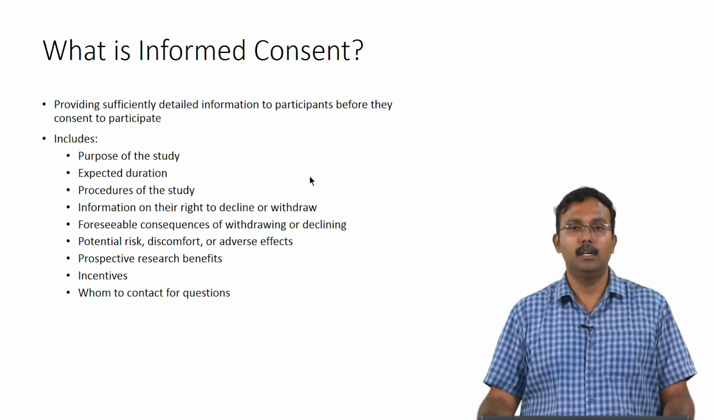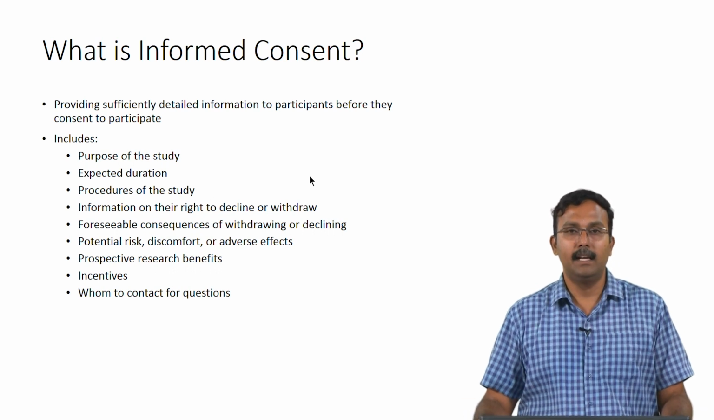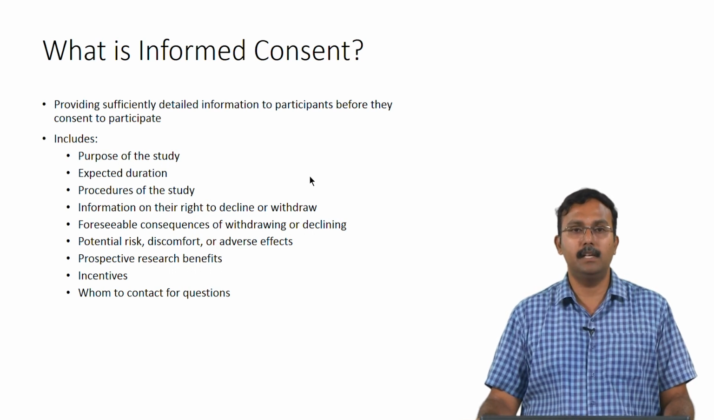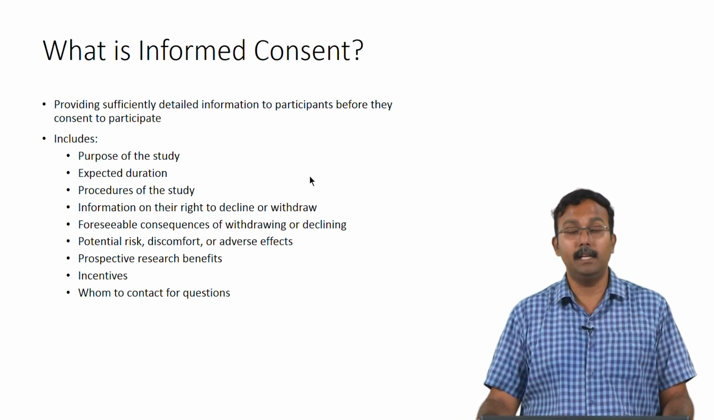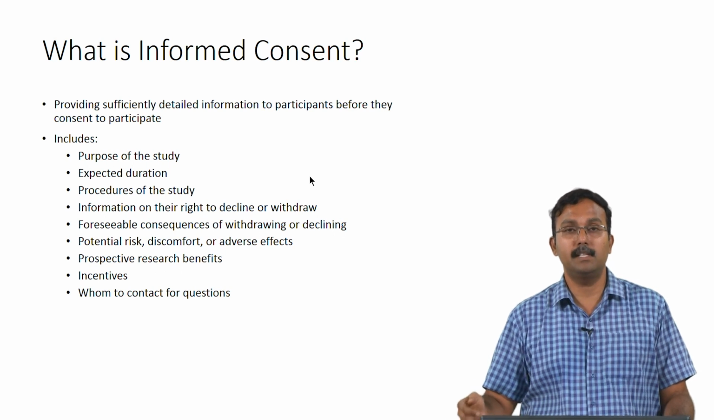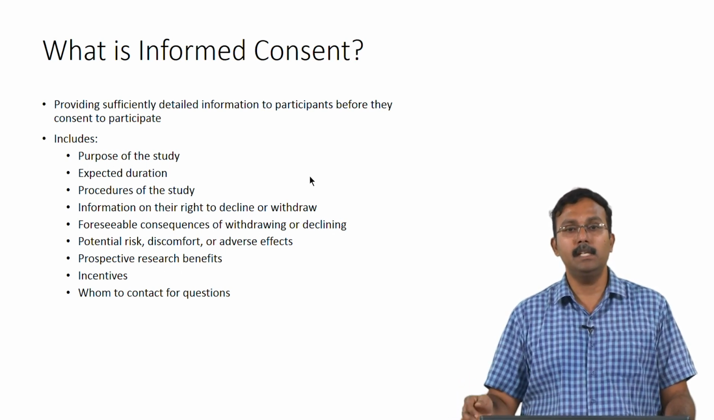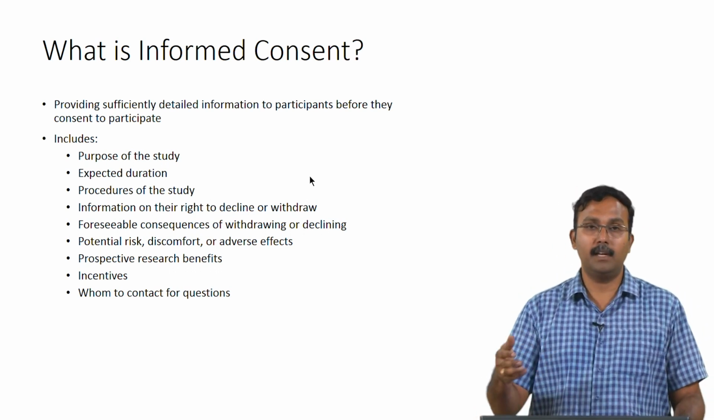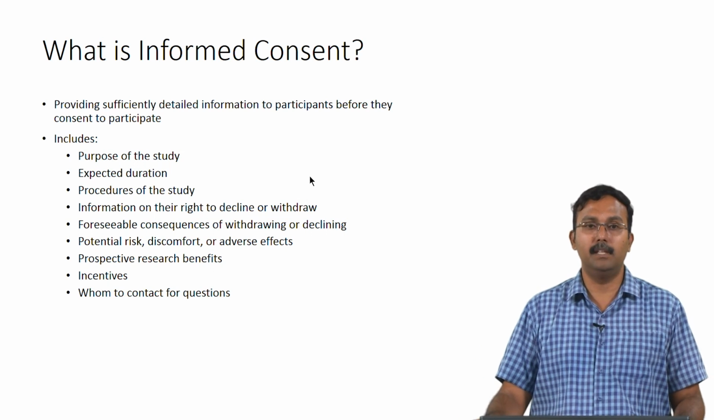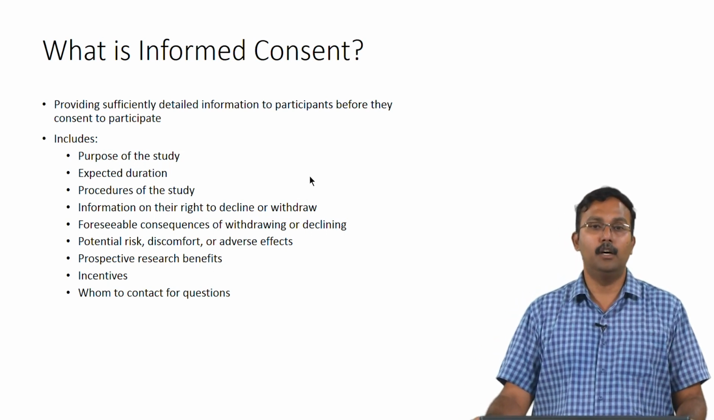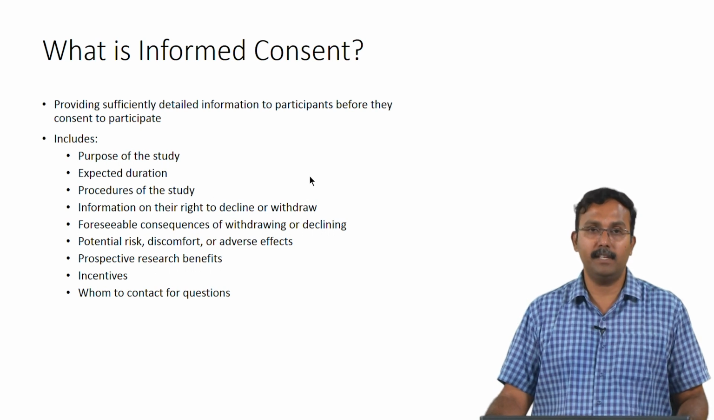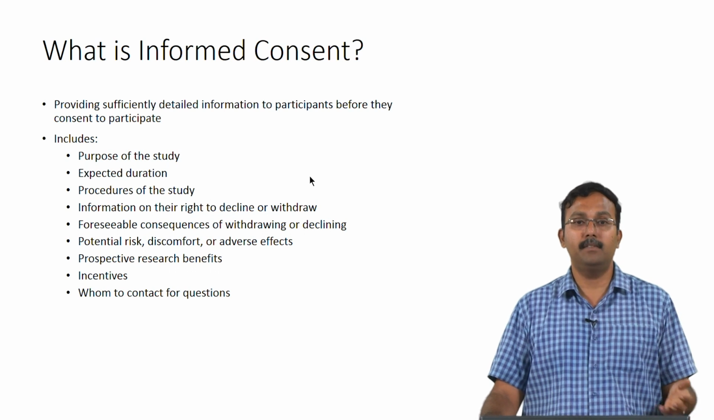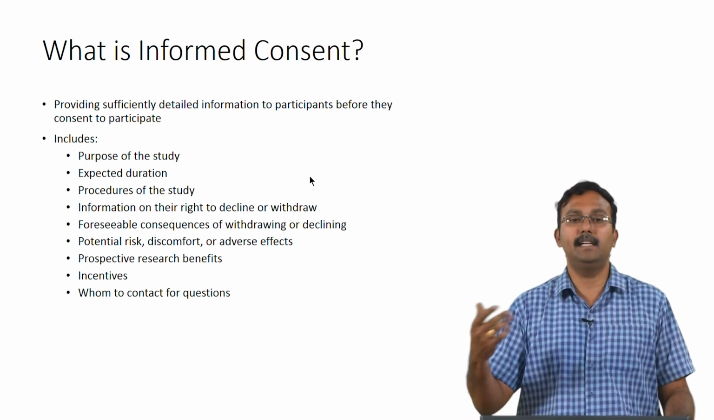the study or not. So, this informed consent should include the purpose of the study, expected duration, procedures of the study, information on their right to decline or withdraw. So, the volunteers or the patients have the right to decline or withdraw, and the foreseeable consequences of withdrawing and declining. In the sense that if they are in the middle of the trial and they withdraw, what could be the consequences, and potential risk, discomfort or adverse effects of taking part in the study, and prospective research benefits which the society gets to gain.